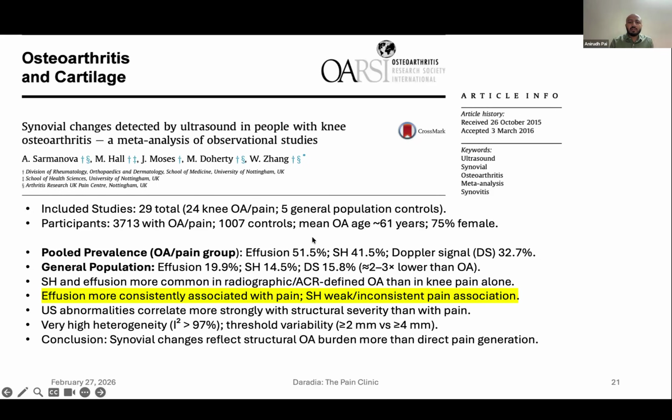What they noticed was that there was not much association with synovial hypertrophy, or it was weak. So synovial hypertrophy may reflect some chronic structural inflammatory burden rather than just direct nociceptive drive. So this distinction becomes important when considering procedures like genicular nerve ablation.